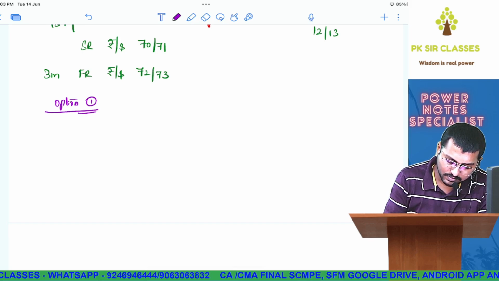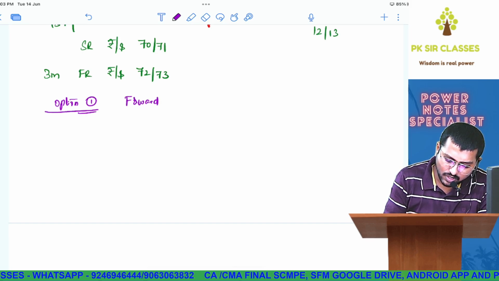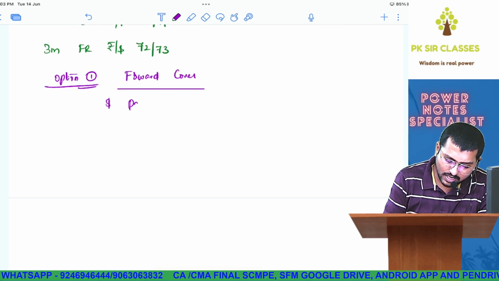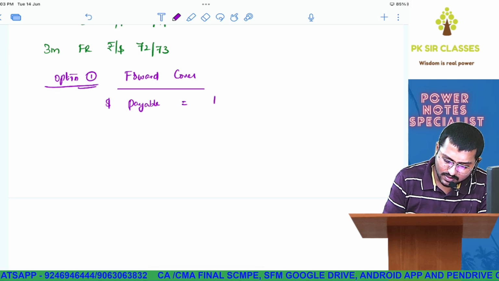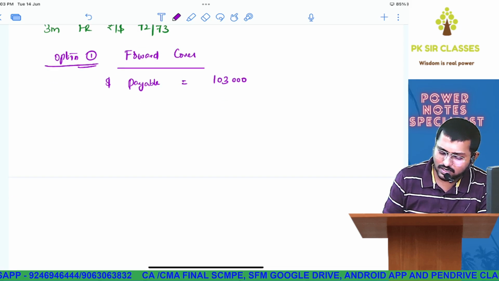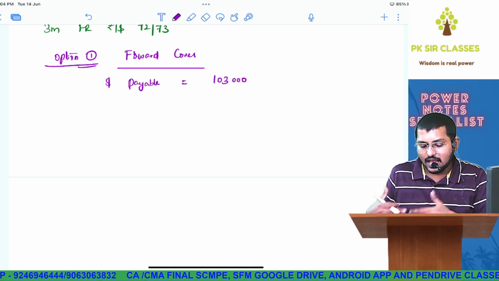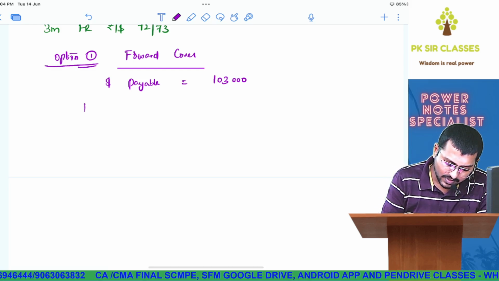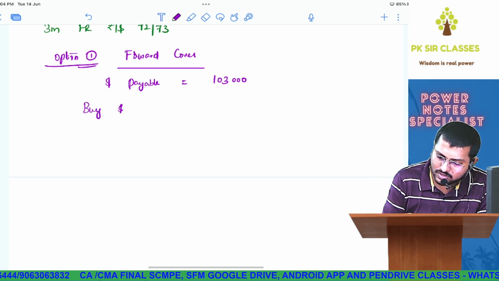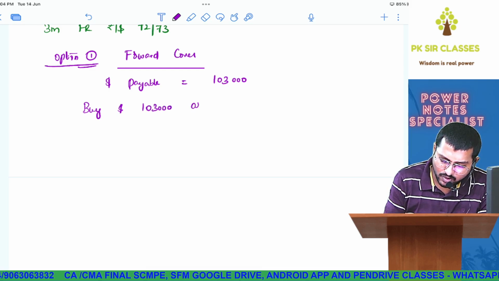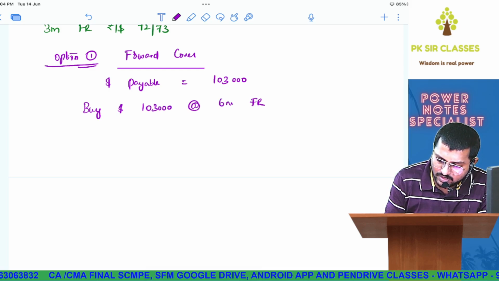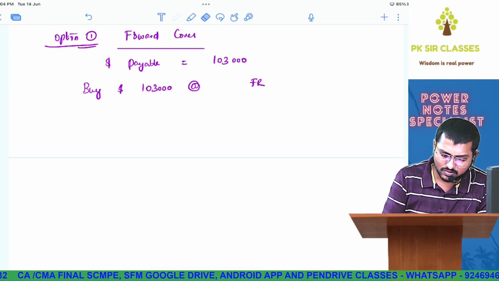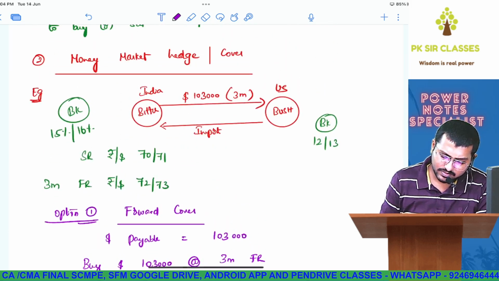Option 1. Forward cover. Who are you right now? Importer. Keep that in mind. How much is the dollar that I have to pay? $1,03,000. So I have to pay means today I'll enter into a contract to buy dollars 1,03,000 at what price? 3 months forward rate.